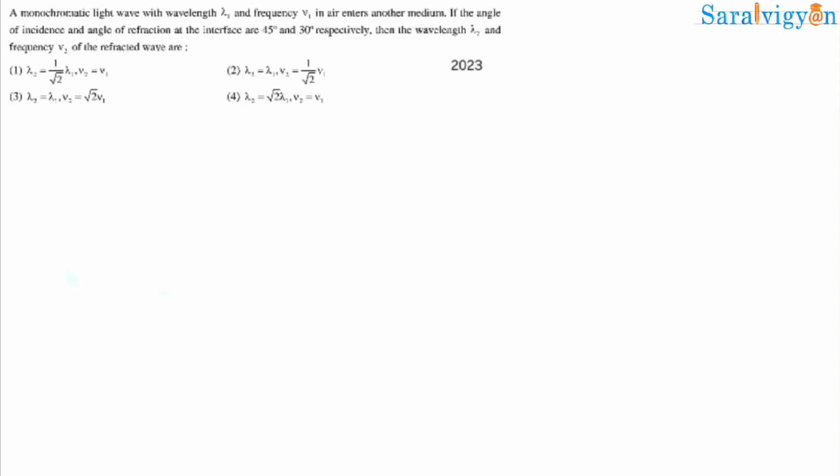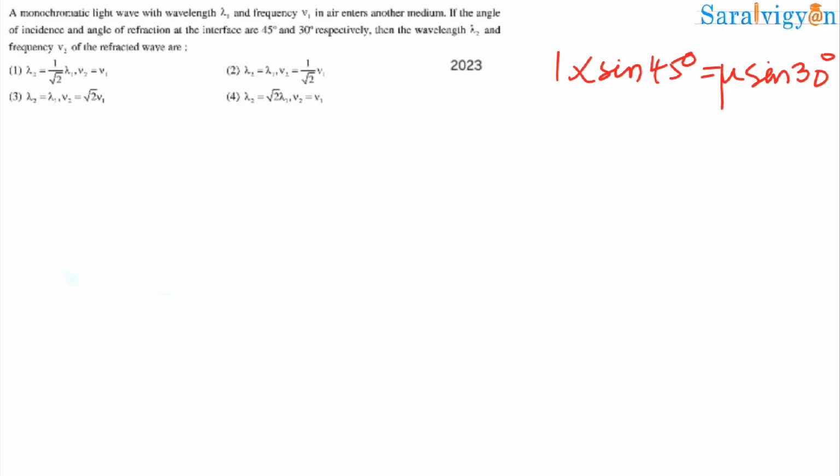So here we are given the angle of incidence and refraction. We can use Snell's formula and write 1 into sine i, that is sine 45, is equal to mu, the next medium's refractive index which we don't know, into sine of the angle of refraction, that is 30 degrees, and we can get mu is equal to root 2.